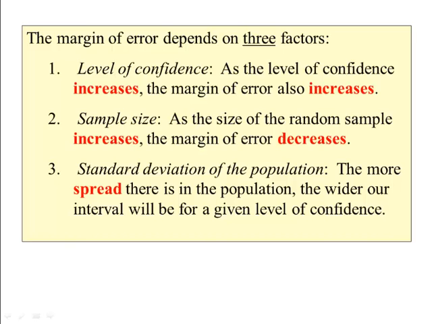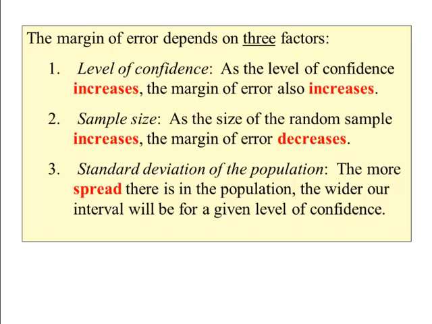So it's a balancing act. We want the highest level of confidence, but as we increase it, the margin of error also increases. As we increase the sample size, the margin of error decreases, but as the sample size increases, so does the time and the money to collect the sample. So it's a give and take. These two we can control. Number three, we don't have any control over. So the question becomes, how do we compute the margin of error?